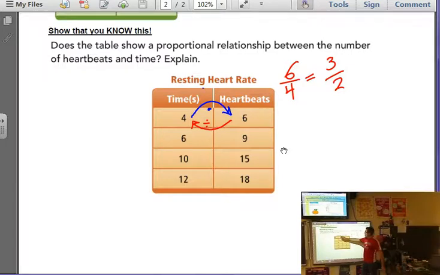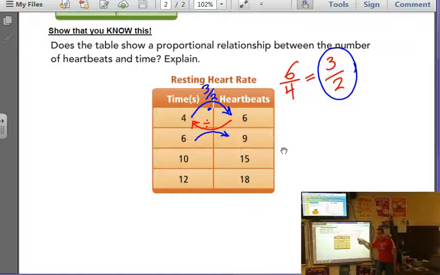So Dom knows if I multiply moving left to right by 3/2, I then get 6. And I can check, what if I multiply by 3/2 here? The nice thing about improper fractions is you can multiply by 3 and then divide by 2. So 6 times 3, 18, divided by 2, 9. 10 times 3, 30, divided by 2, 15. 12 times 3, 36, divided by 2, 18. All of these have the exact same relationship of 3/2.